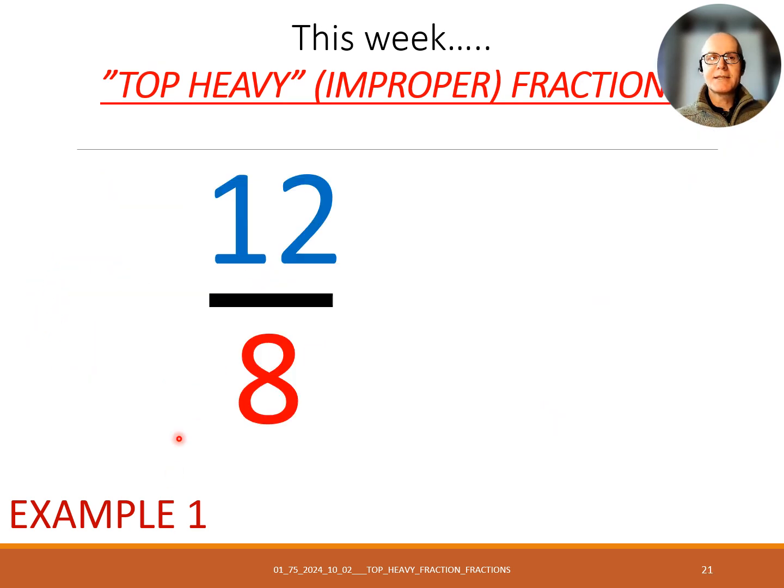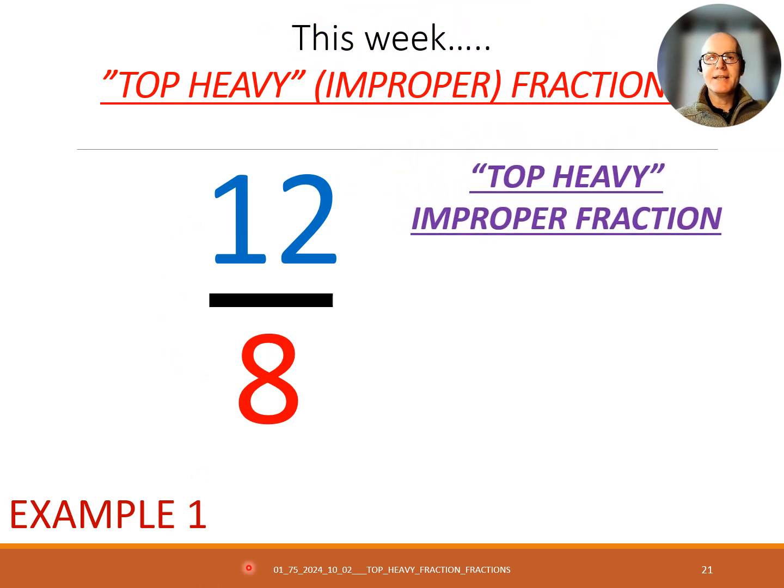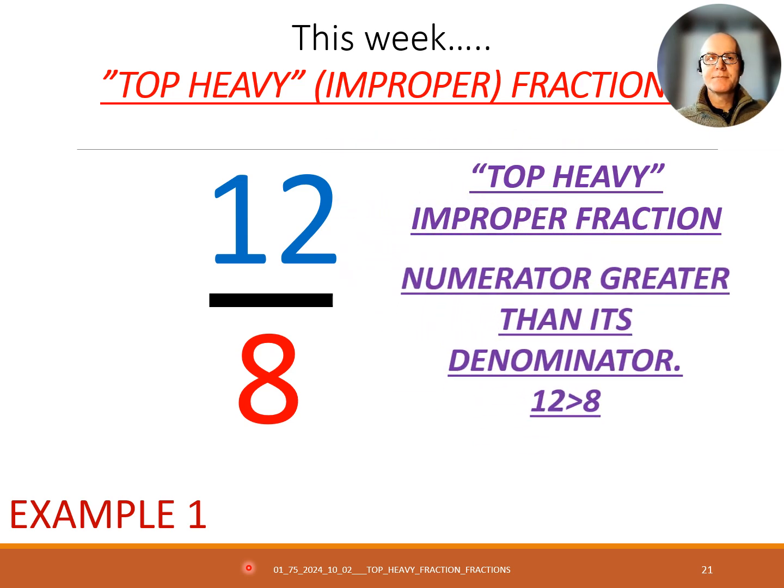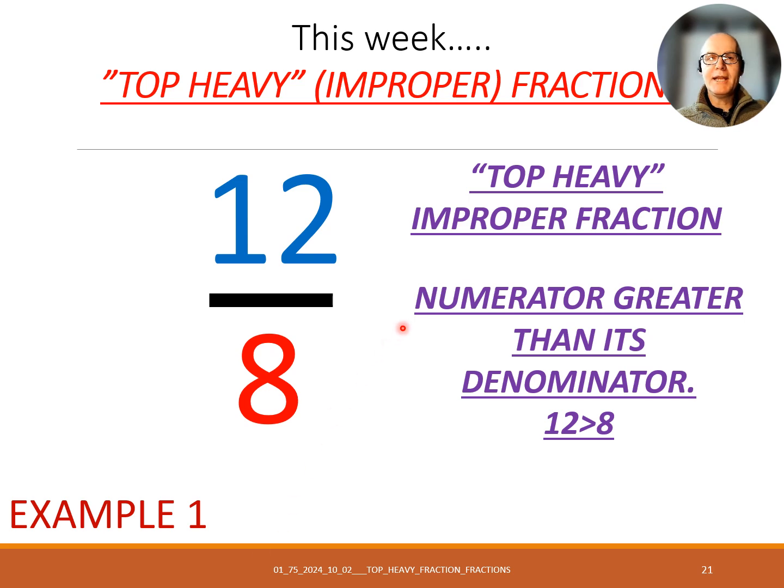Well, for 12/8, the numerator, number on the top, is bigger than the denominator, the number on the bottom. 12 is bigger than 8. This is an example of a top-heavy or improper fraction. That's because the numerator is greater than its denominator. 12 is greater than 8.